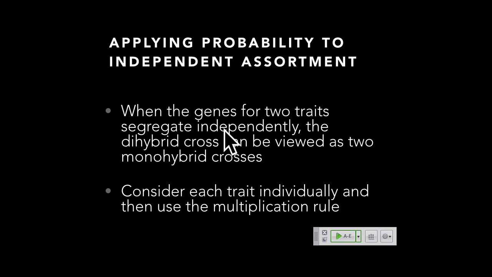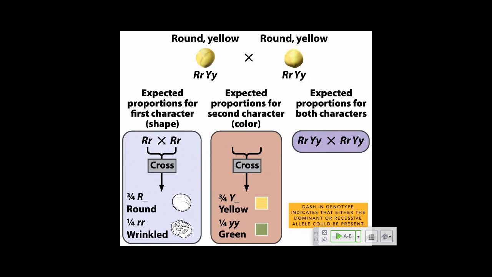If these traits are independently assorted, these genes are on different chromosomes, then take the dihybrid cross and break it up into two monohybrid crosses, and they're independent events, so just multiply the probabilities. You can do the monohybrid crosses in your head, just multiply them together and you're done. Okay? So consider each trait individually, then just use the multiplication rule.